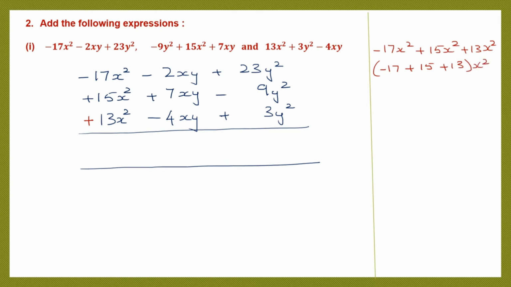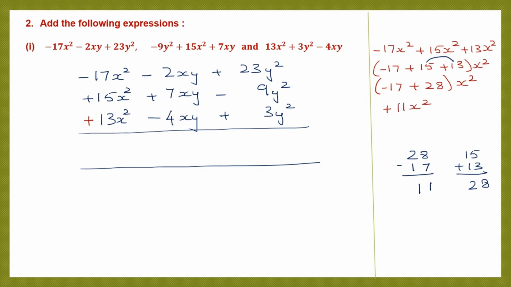Add up the numbers with the same sign, 15 and 13. Let's add it up. 15 plus 13. 5 plus 3 is 8. 1 plus 1 is 2. So we get minus 17 plus 28x square. Now when signs are different, put the sign of the bigger number and subtract. So here we have to subtract 28 minus 17. 8 minus 7 is 1. 2 minus 1 is 1. So that becomes 11x square. So the first one is plus 11x square.